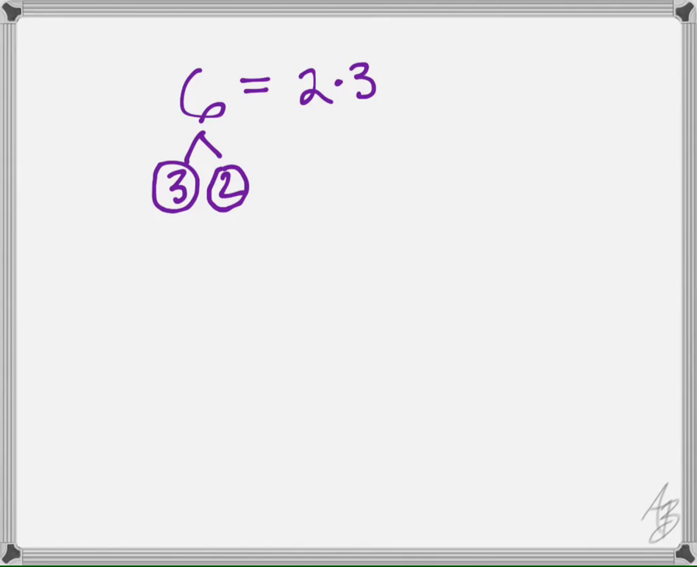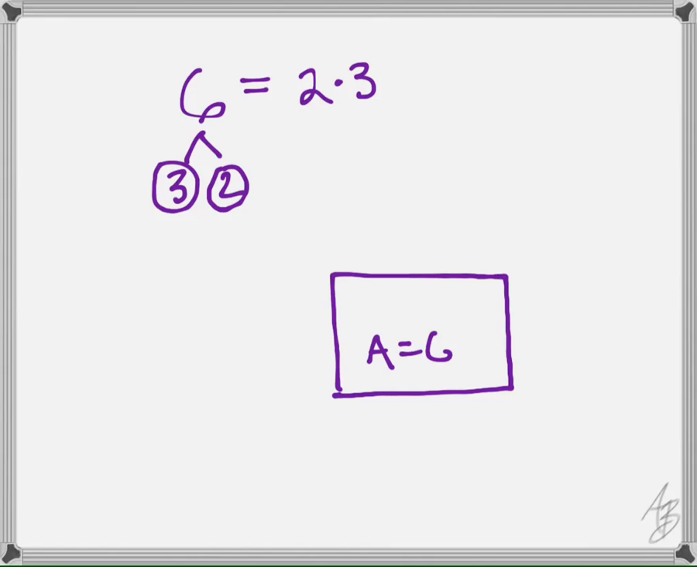This is the same thing as saying, if I have a rectangle, and the area of this rectangle is 6, then what could the length and the width of this rectangle be to get an area of 6? 2 and 3, right? So we know that we could do 2 times 3 to get 6, so that means that the length and the width could be 2 and 3. Are those the only possible length and width for an area of 6?